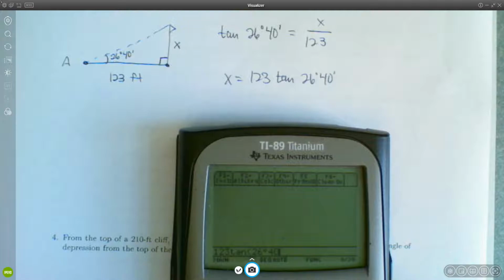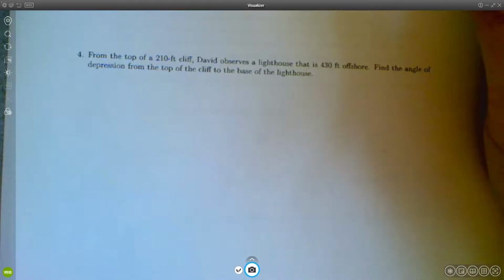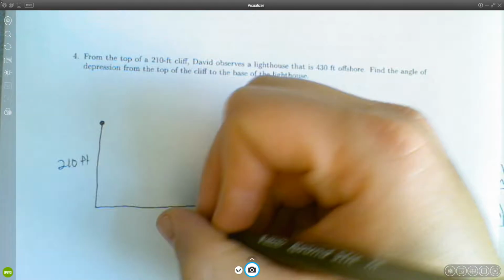Okay, so that's that. Let me give you another example, this time an angle of depression. So number 4 says, from the top of a 210-foot cliff, David observes a lighthouse that is 430 feet offshore. Find the angle of depression from the top of the cliff to the base of the lighthouse. So from the top of the cliff, it's a 210-foot cliff. David observes a lighthouse that is 430 feet offshore. Well, I guess it would have to be a little longer, 430 feet offshore.